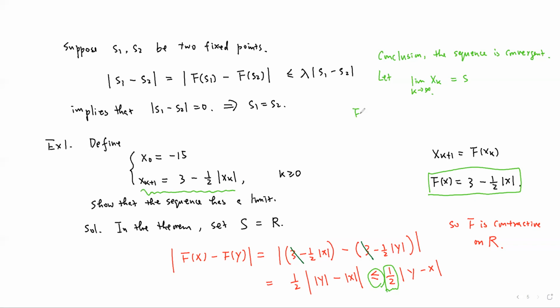From x_{k+1} equals 3 minus 1 over x_k, I want to determine s. Let k go to infinity. Then the left side will approach s, and the right side will approach this number. So s is equal to 3 minus 1/s.